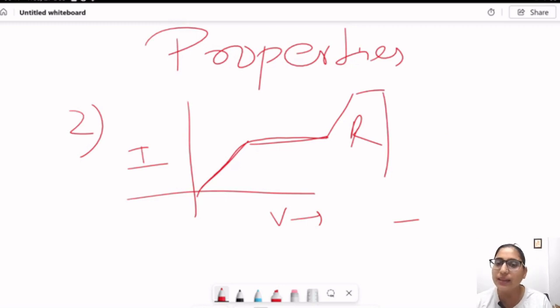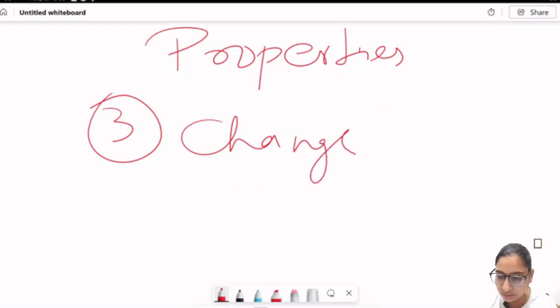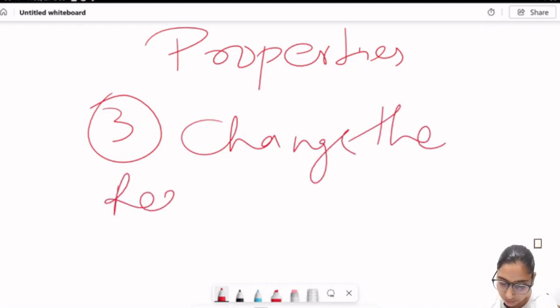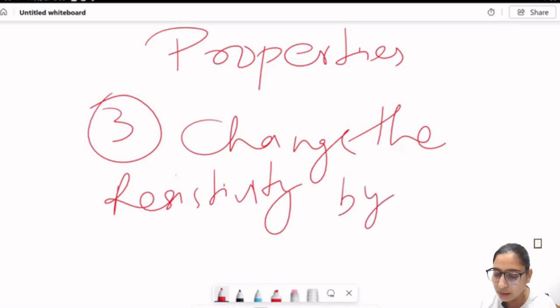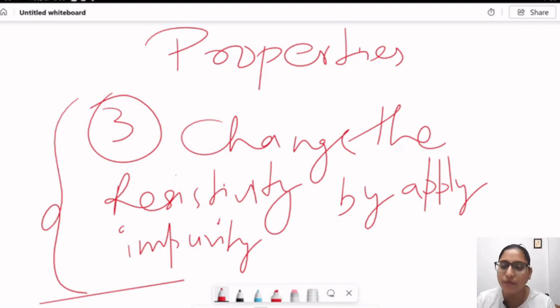The second property of semiconductors is that they are non-linear resistors. The third property of semiconductors is that we can change their resistivity by applying impurity. This is a very phenomenal property of semiconductors, that we can change the resistivity by adding impurity to it. You will understand this term more when I teach you the extrinsic semiconductor. So for now, you can say that semiconductor materials have three properties.